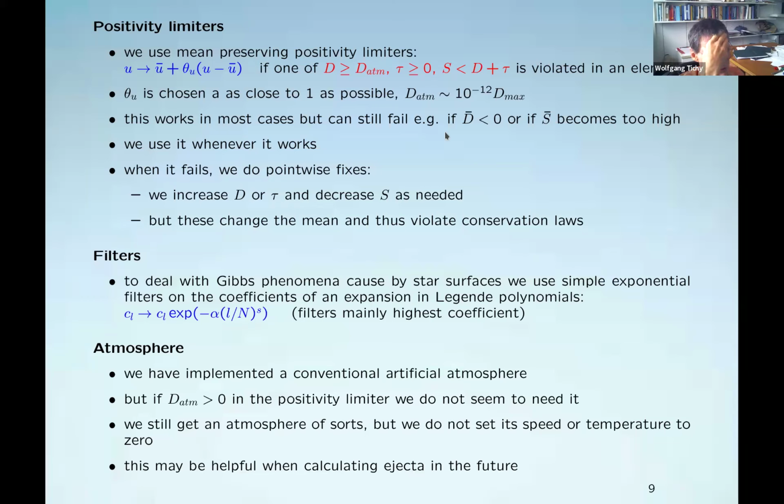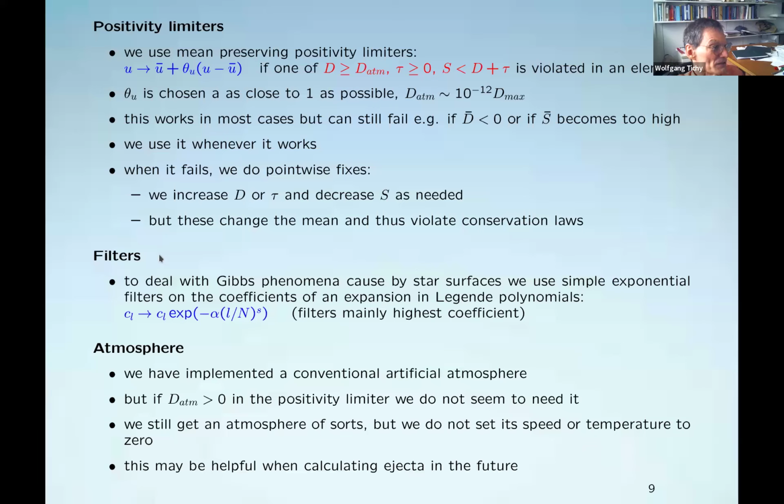But if you have a lot of points where the density is negative, it could be that if you take the average, the whole average is negative. And if you scale towards the average, you're still not making everything positive. Then this positivity limiter can fail, but that doesn't happen too often. So we use it whenever it works. And if it does fail, then in addition we do pointwise fixes. That means we increase d or tau or decrease s as needed at each point. These latter changes, if we make them pointwise, would violate conservation laws. But what saves us here is that this doesn't happen too often and at very many points.